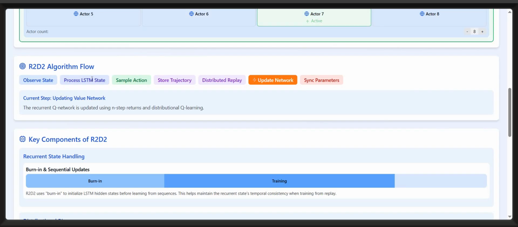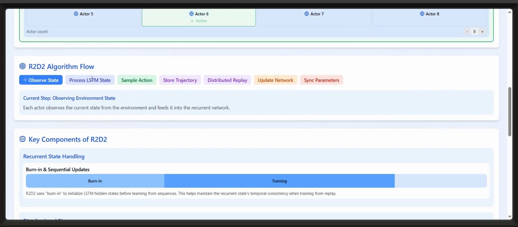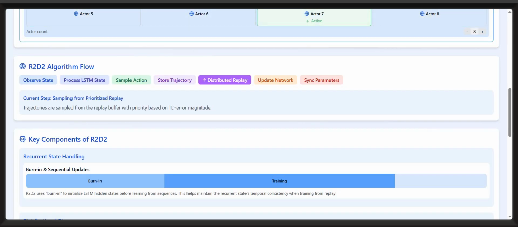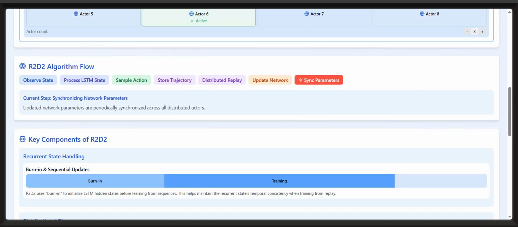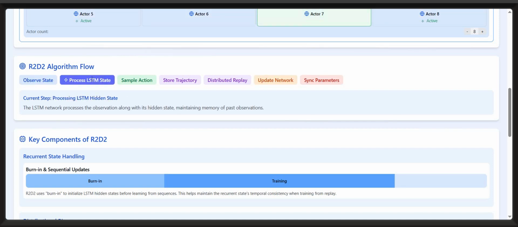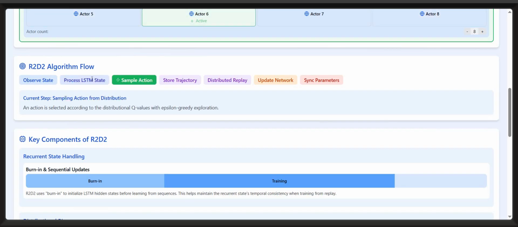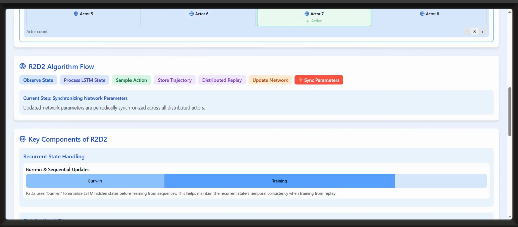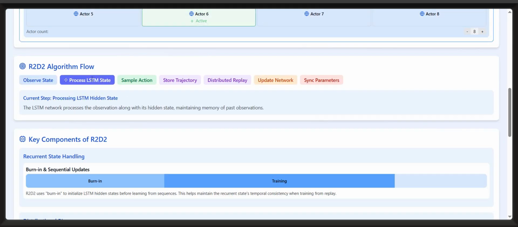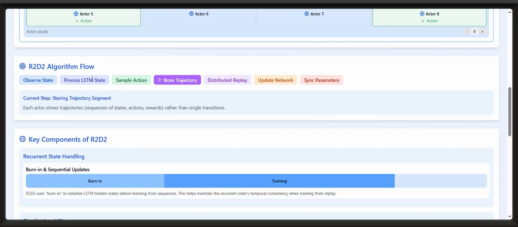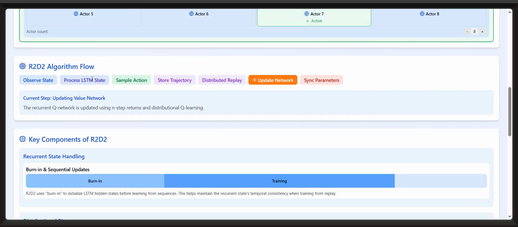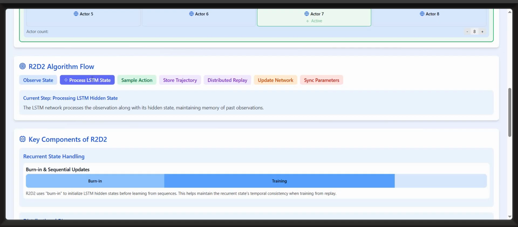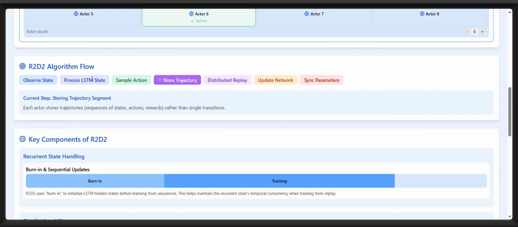Then we move on to sampling the action. The agent doesn't just pick a random move, it samples from the Q-value distribution using an epsilon greedy strategy. That means most of the time it picks the best known action, but occasionally it tries something random to keep exploring. Now, after choosing an action and executing it in the environment, we store the result. What gets saved is not just one step. R2D2 works with trajectories. That means a full sequence of steps, including states, actions, and rewards.